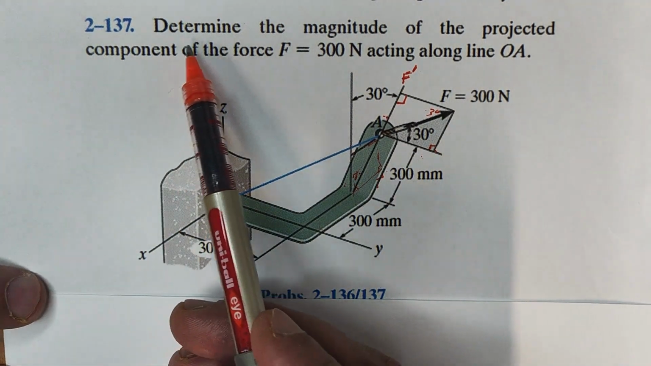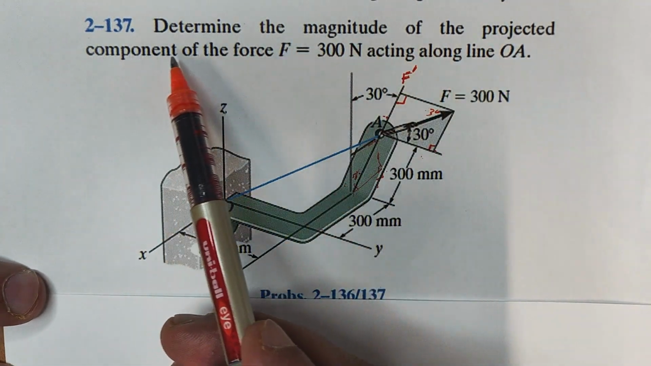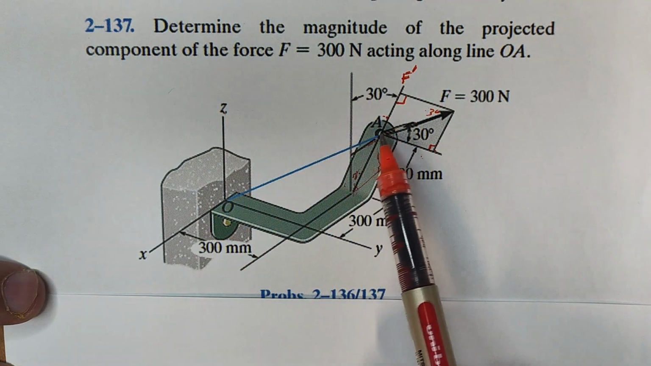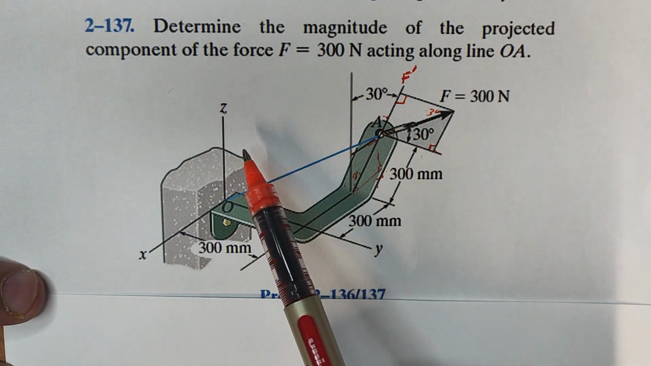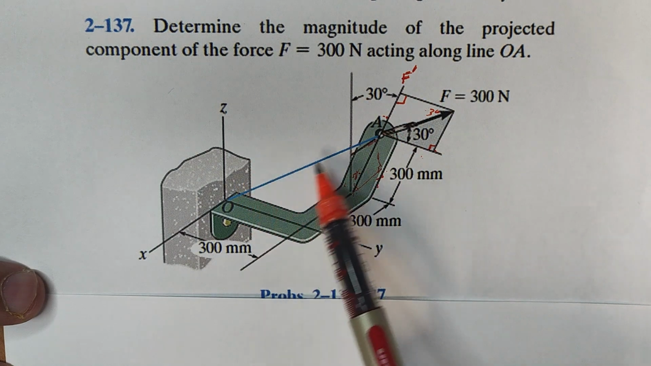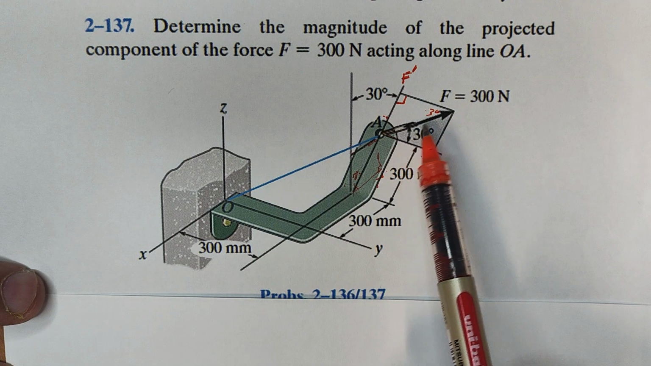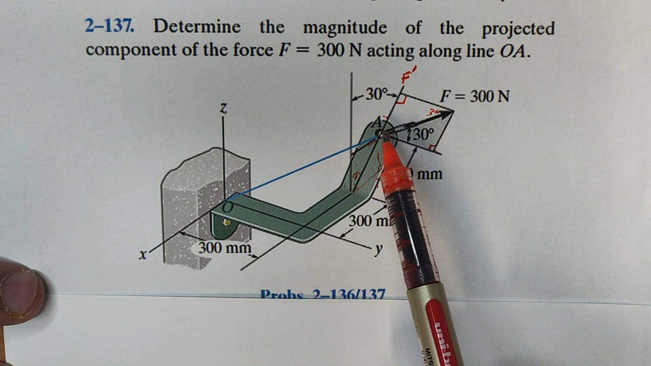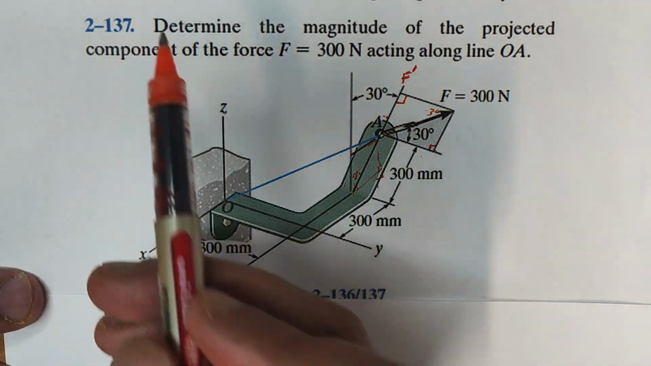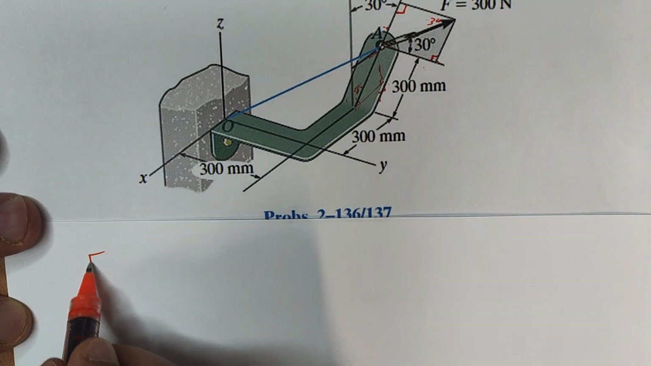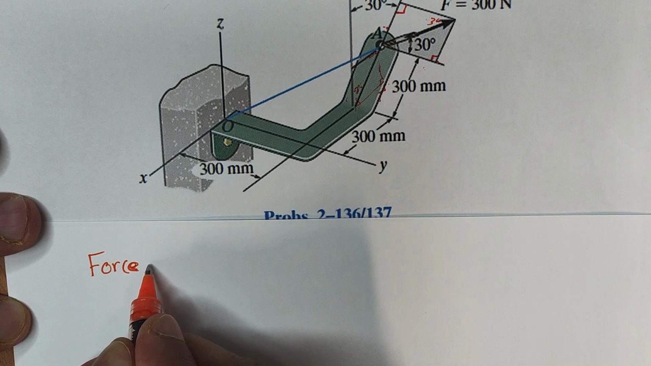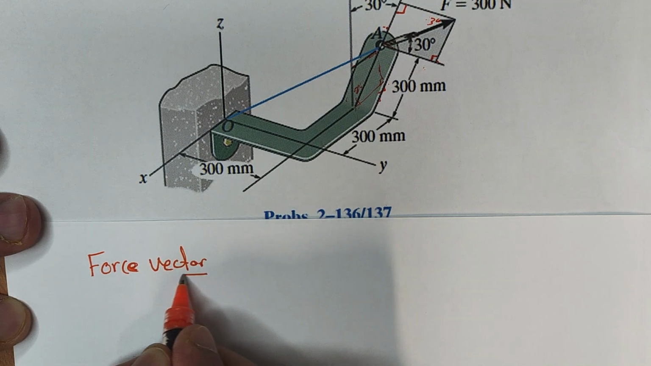The question now is asking us to determine the magnitude of the projected components of the force F, which is 300 Newton acting along the OA line. In the previous video we already found the components of the projected force along the x and y axis, and we found the force vector.